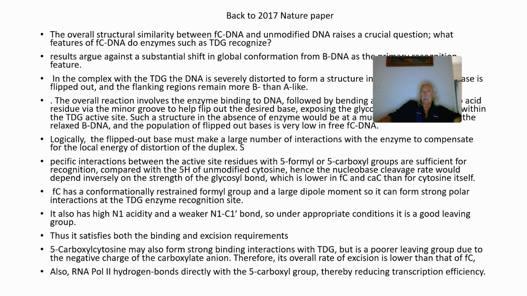This is interesting, right? RNA polymerase II hydrogen bonds directly with the 5-carboxyl group, thereby reducing transcriptional efficiency. So this is another part about that whole thing, because you have that carboxylate anion when you're talking about transcription, not TDG activity, but transcription, RNA polymerase. You're going to get a reduced transcriptional efficiency because of the carboxylate anion. You see how this works?